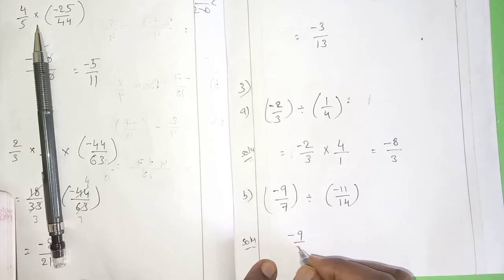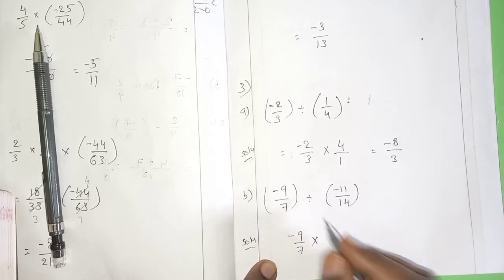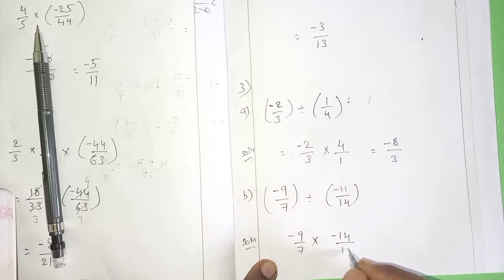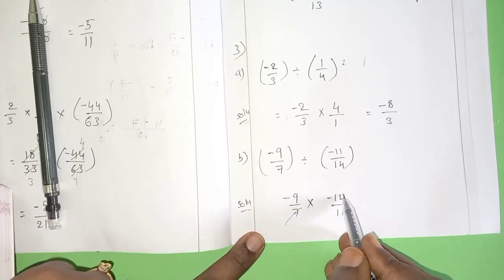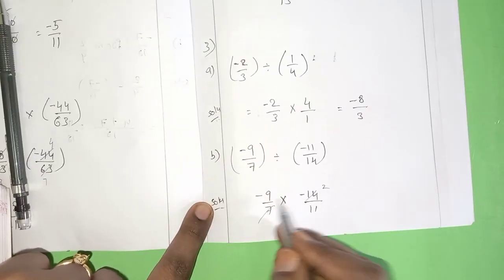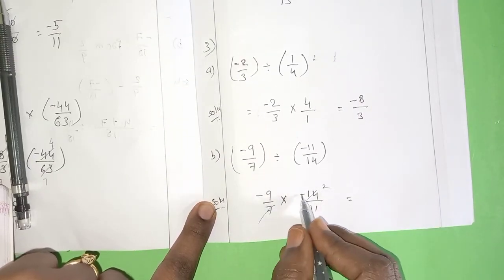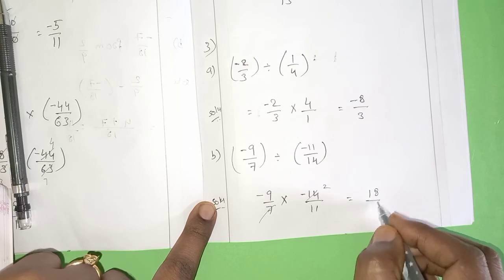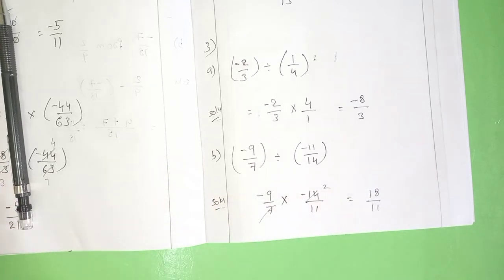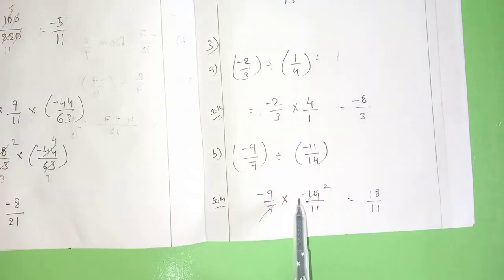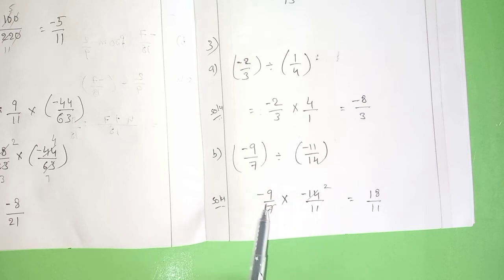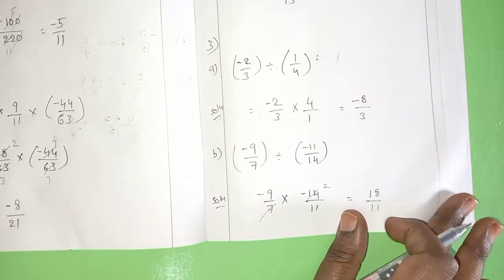Same way, minus 9 by 7 divided by minus 11 by 14. So minus 9 by 7, division becomes multiplication. 11 by 14 becomes 14 by 11. 7 ones, 7 twos. 9 twos are 18. Minus into minus plus. 18 by 11. Every time we have to reverse the second number, not the first number.